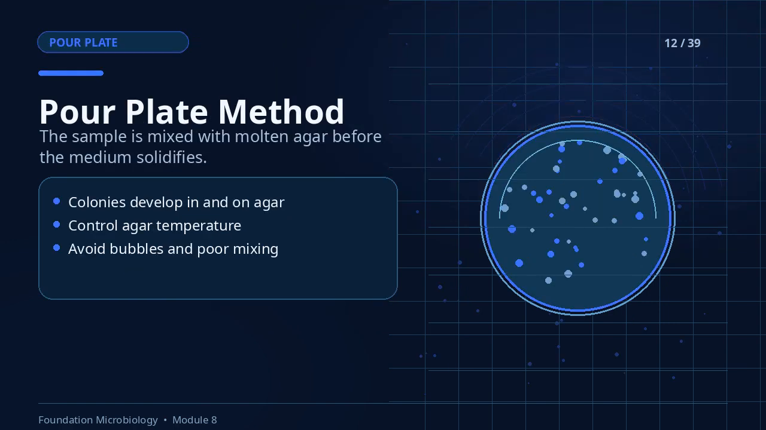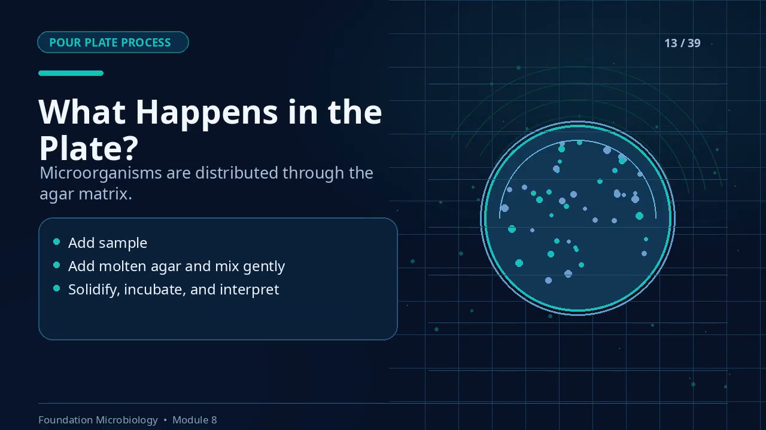The pour plate method mixes a measured sample or dilution with molten agar before the agar solidifies. Colonies can develop both within the agar and on its surface, which may affect their appearance and countability. During a pour plate procedure, microorganisms become distributed through the agar matrix. Gentle mixing, controlled agar temperature, and the avoidance of bubbles are important because they influence recovery and plate readability.